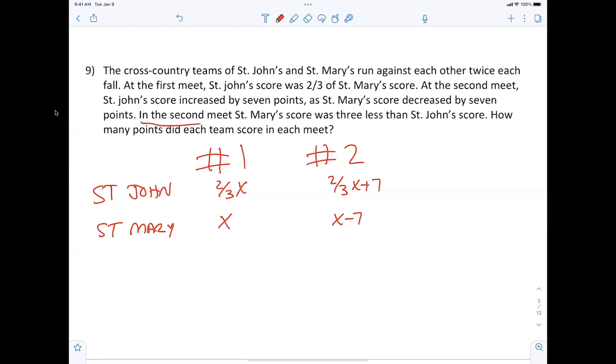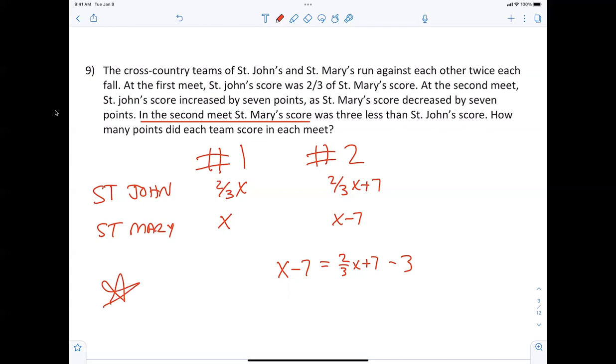In the second meet, St. Mary's score. What is St. Mary's score? X minus 7 is the same as, is 3 less than St. John's score. What's St. John's score? 2/3 X plus 7. That's what I think. I think we can solve that. Everybody okay with that? All right, that's really nice. That's a really nice problem, guys.